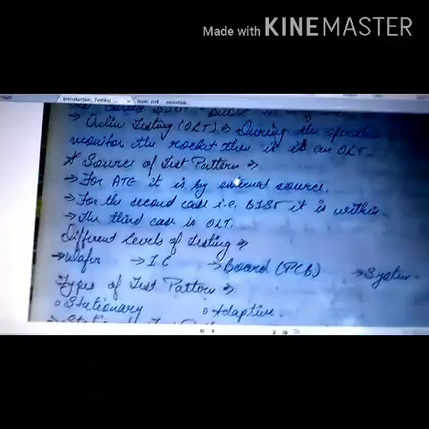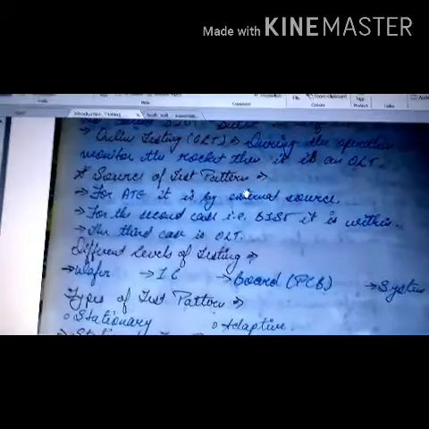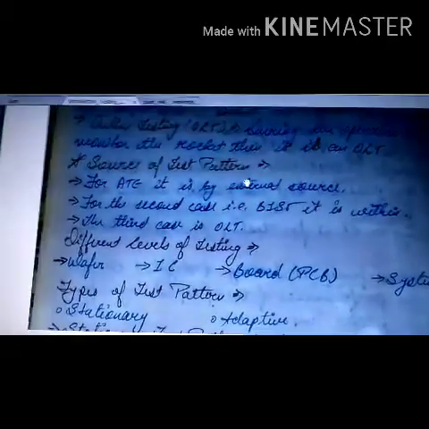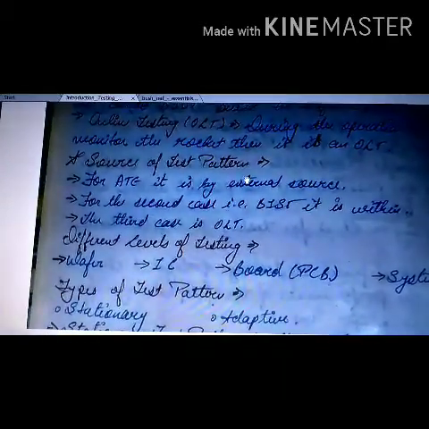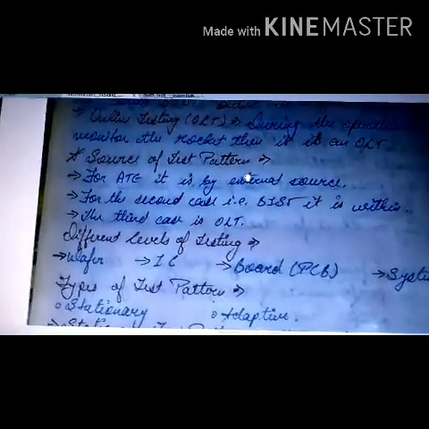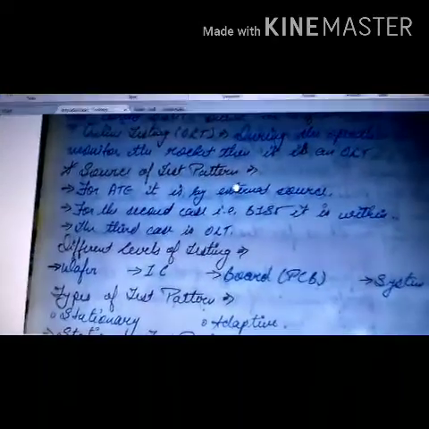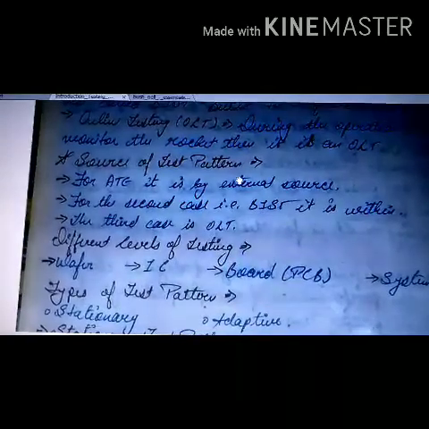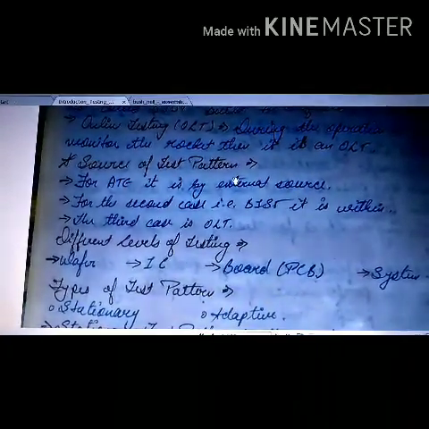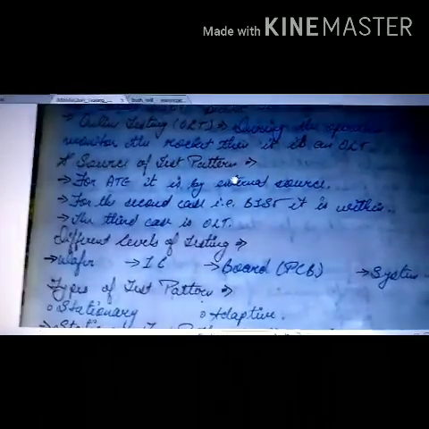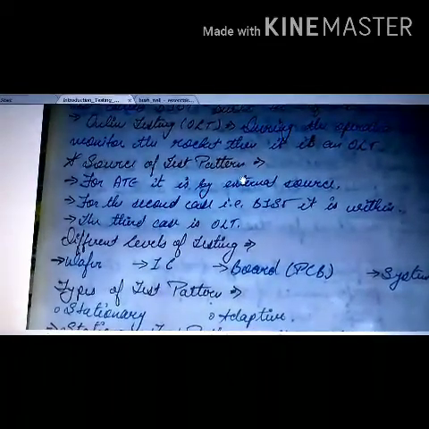of the BIST, and based on those specific patterns it tests the complete device and tells whether the device is functioning properly or not. Then the third case is an OLT, where it may be within the device or it may be external sources, depending upon what type of testing we want to do. Okay, now there are different levels of testing.